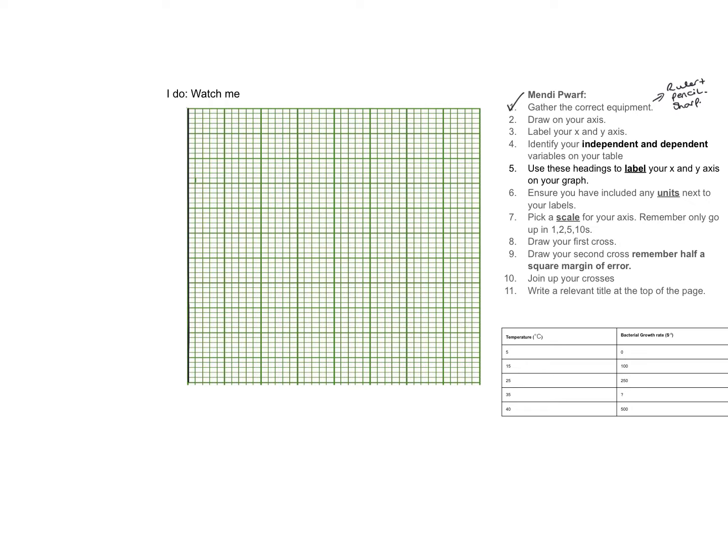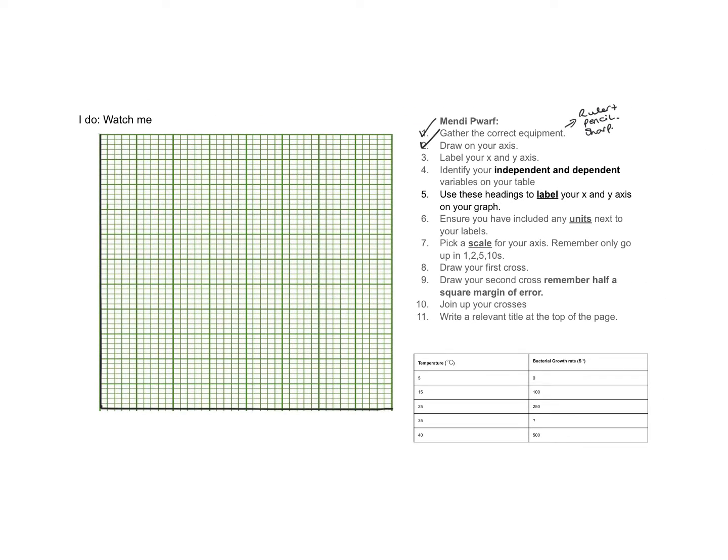And you do that for both of your axes, making sure it's nicely drawn on using your ruler, okay? And then it says label your x and your y. X is across, y to the sky, okay?